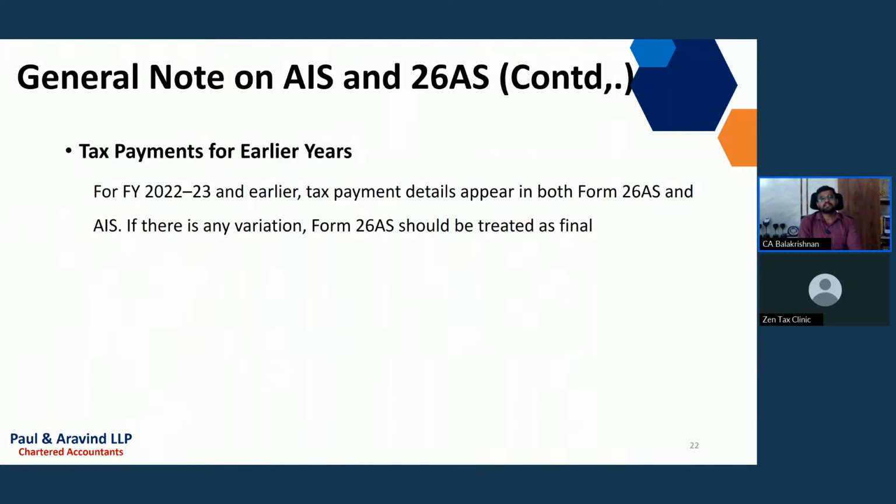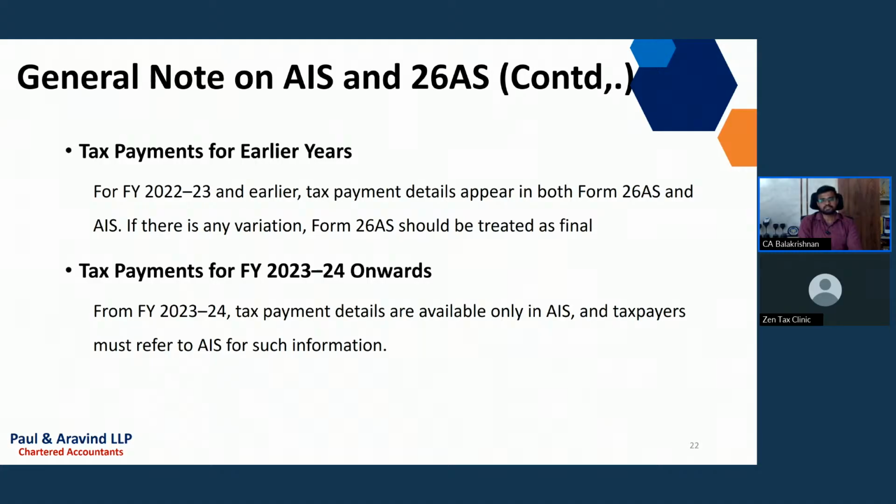And for tax payments, that is advance tax and self-assessment tax, for the financial year 22-23 and earlier years, we can refer to Form 26AS. Advance tax and self-assessment tax are reflected only in Form 26AS. From the financial year 23-24 onwards, we can refer to AIS only, because 26AS will not reflect the advance tax or self-assessment tax details. So we need to refer to AIS for advance tax and self-assessment tax paid during the year.